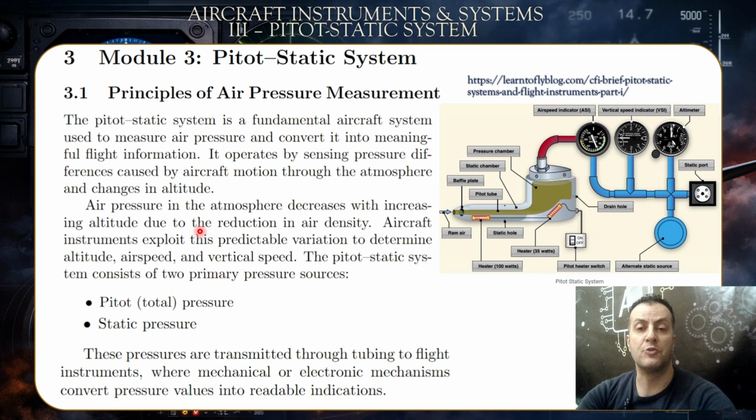The air pressure in the atmosphere decreases with the increase in altitude, as we also explained prior to this slide, due to the reduction of what? Of the density of the air. So as you go upward, the air density decreases. This is due to the factor of gravity. So the closer the air is to the ground, the more dense it is. Why? Because it's closer to the center of gravity of the entire globe.